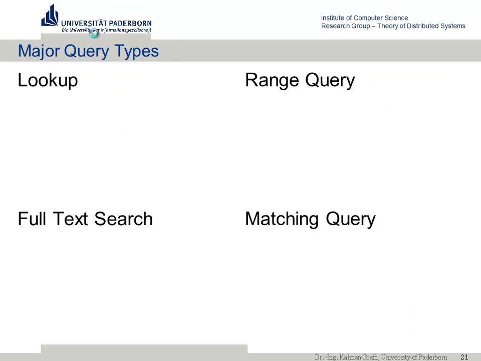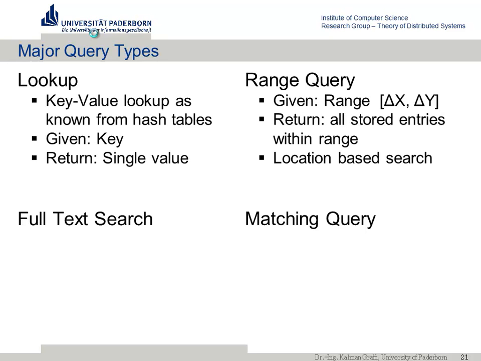Other kind of major query types, we don't go into detail, so we still have the lookup. The range query, which is also sometimes discussed but will not be discussed in this lecture, is where you define: give me all entries within a given range. So for example, give me all documents that have a size between this and that. Or give me all restaurants in a peer-to-peer based network which are in this geographical location. It's sometimes also called location-based search.